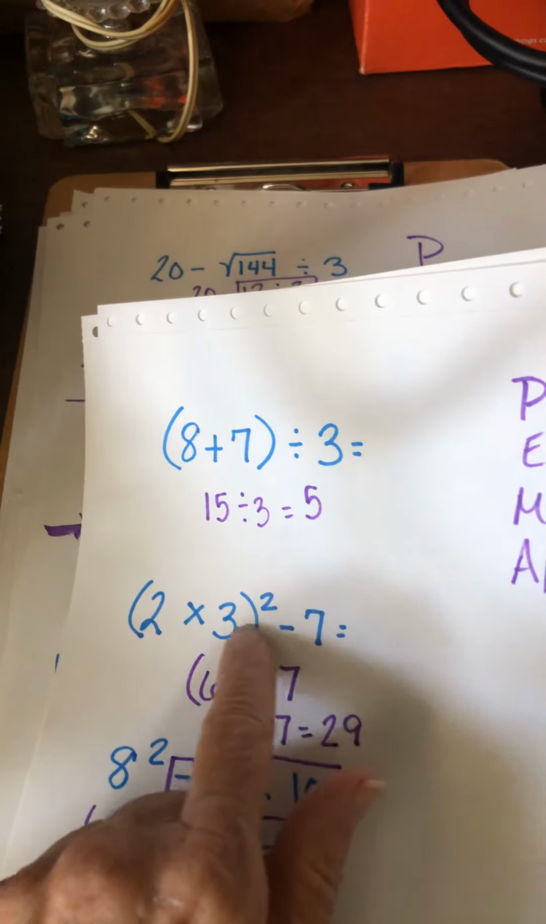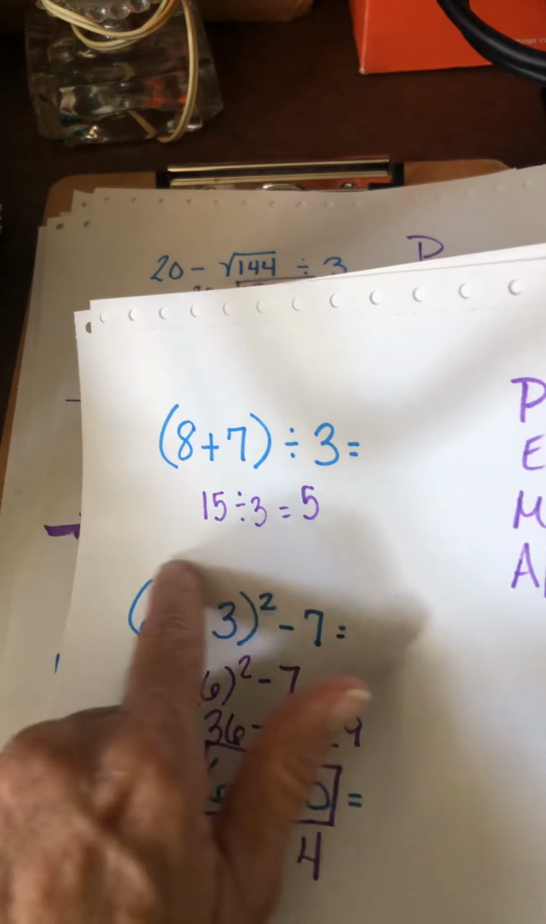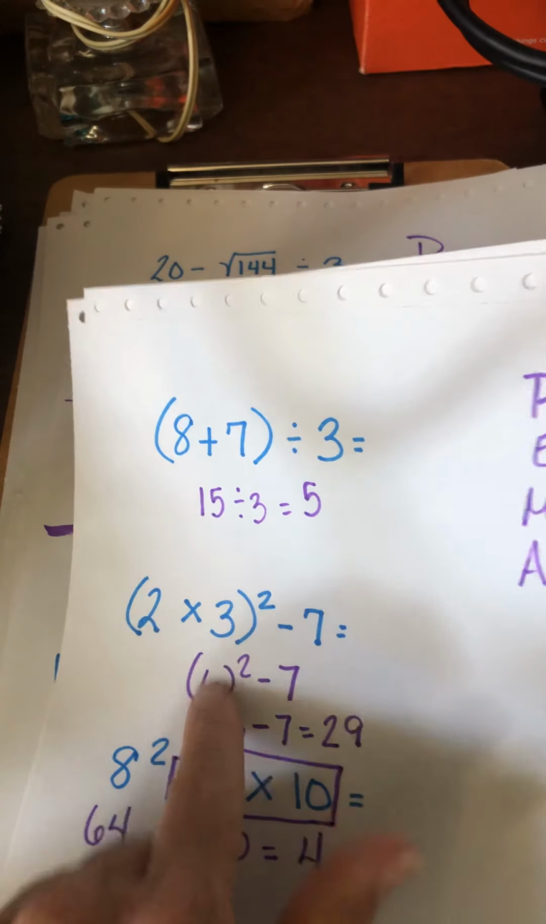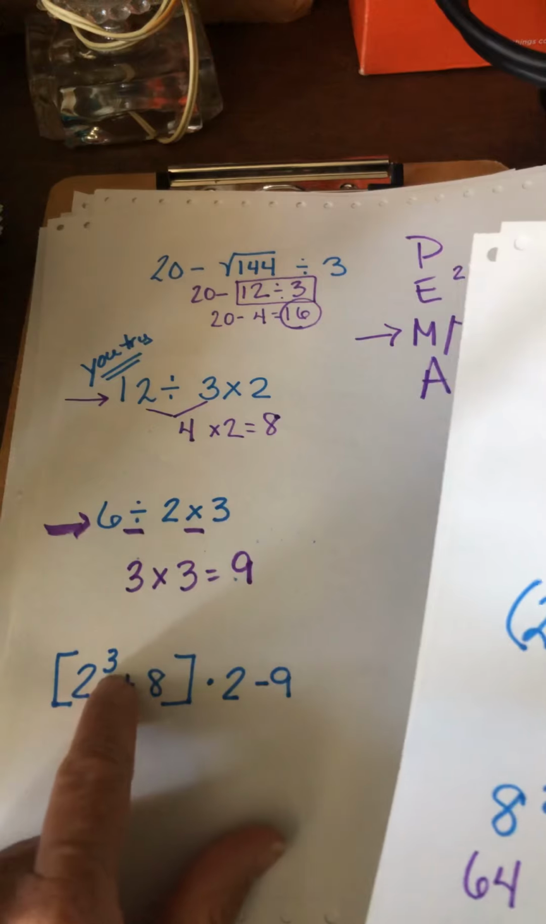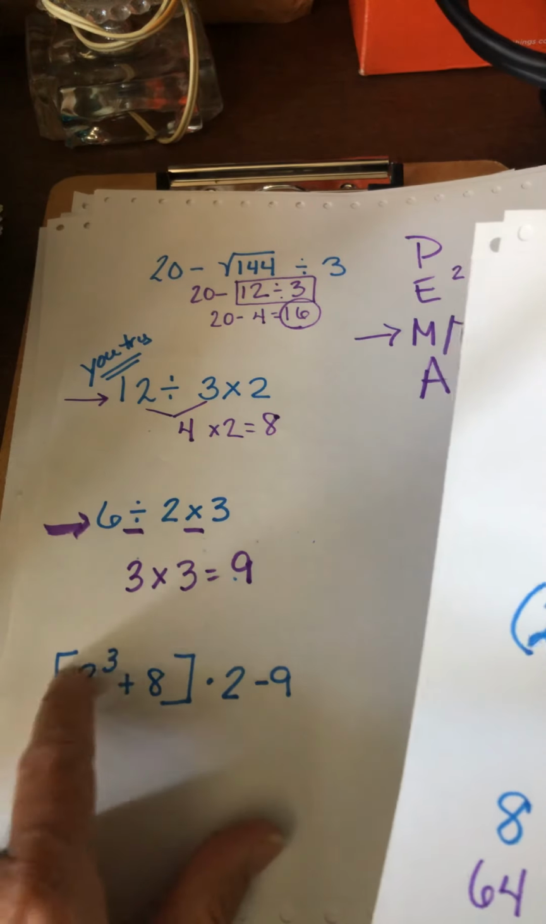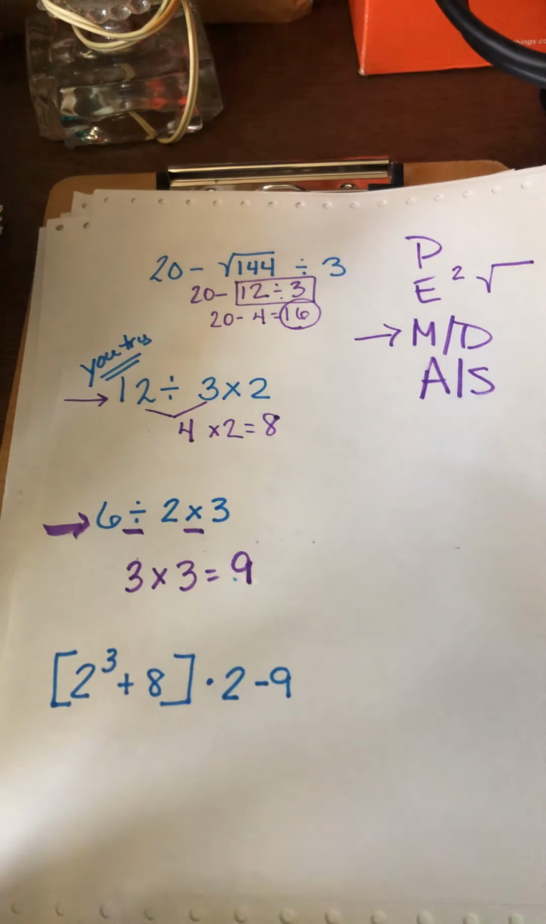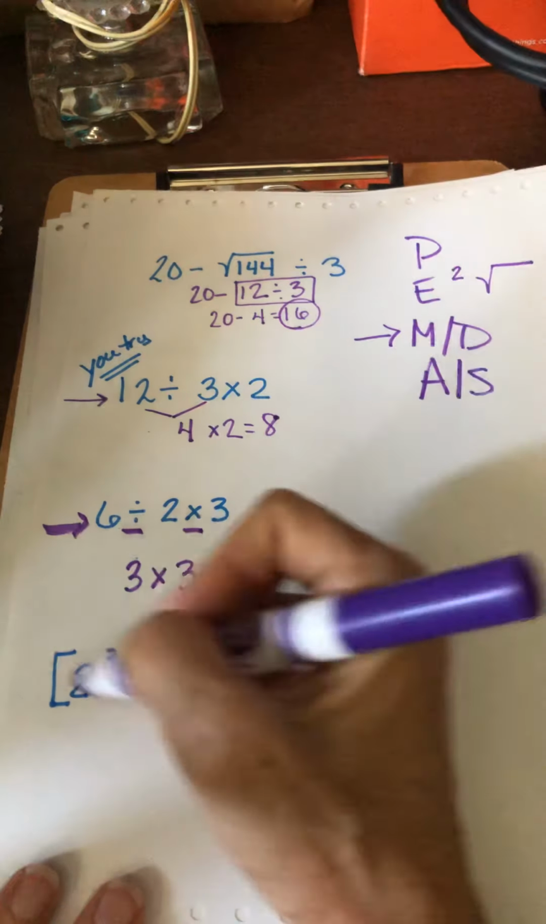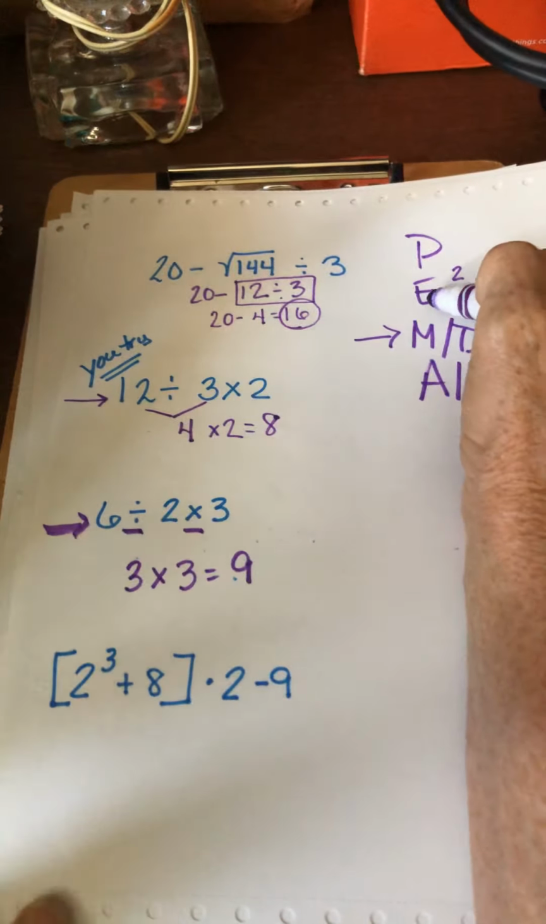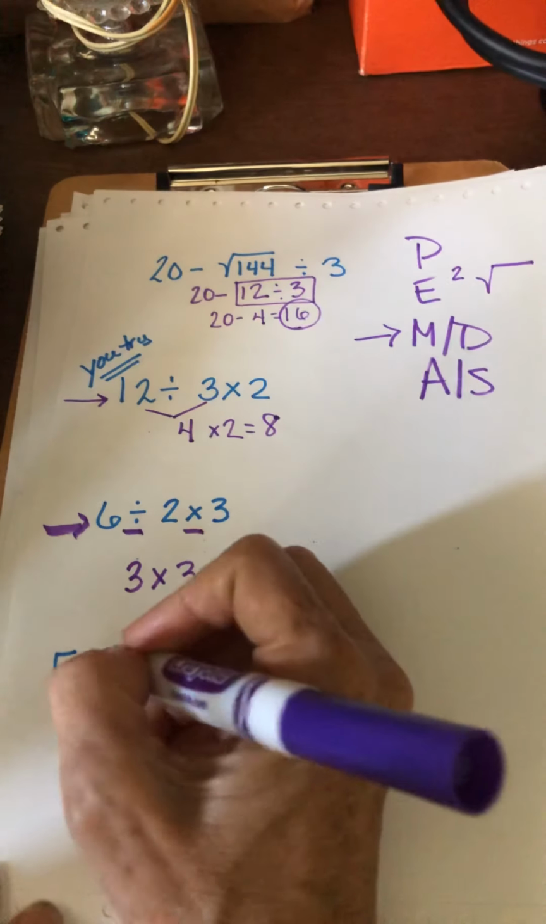Remember, when the exponent's on the outside of the parentheses, it's for everything. When the exponent is just here by the number, it's not for everything, it's just for this number. So let's see, do I have any parentheses? No. Do I have any exponents? Yes, I need to take care of those first.